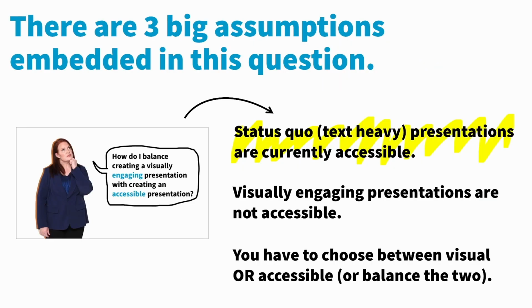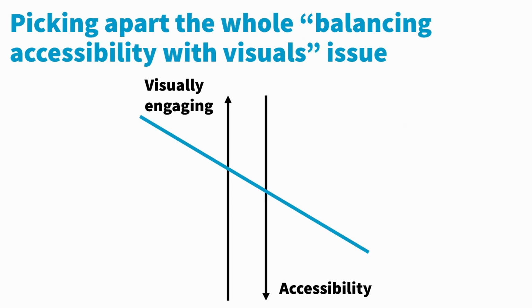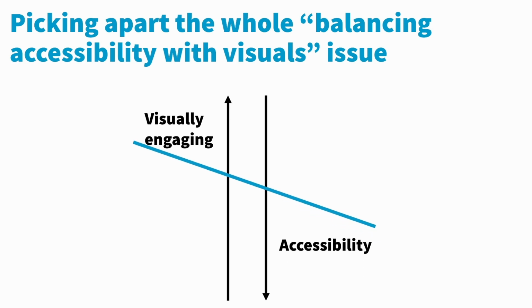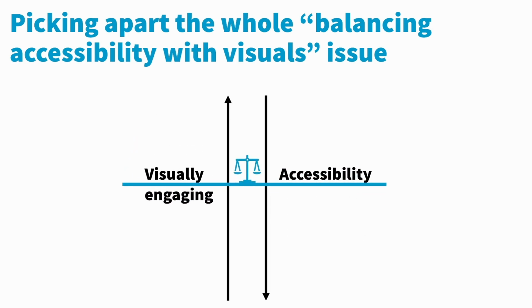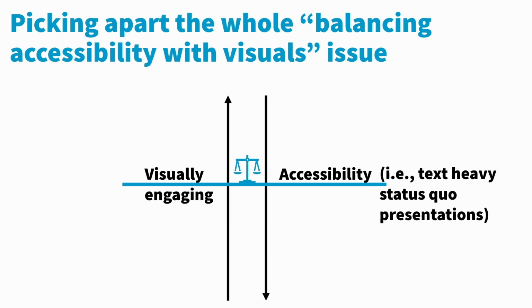Right now we are in part 2 of picking apart these big assumptions embedded in that original question of balance. We're tackling this myth that visually engaging is on one side, accessibility is on the other, and that the goal is balancing the two. This question really only comes up when people are trying to reduce the text on their slides and move away from the status quo. They worry that by using less text and more visuals, they're going to have less accessibility, which means they're equating text-heavy status quo presentations with accessibility.